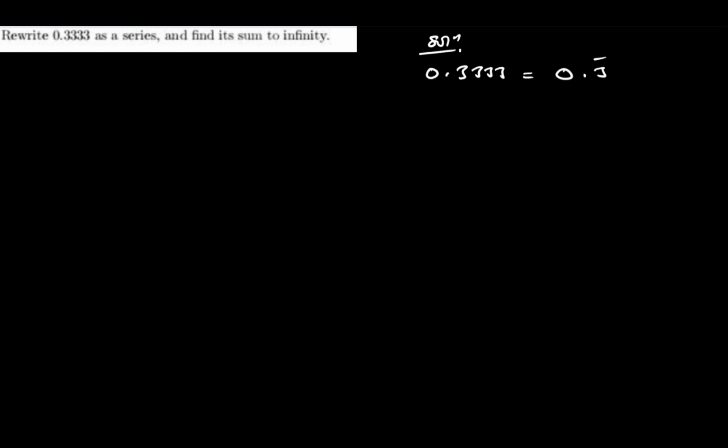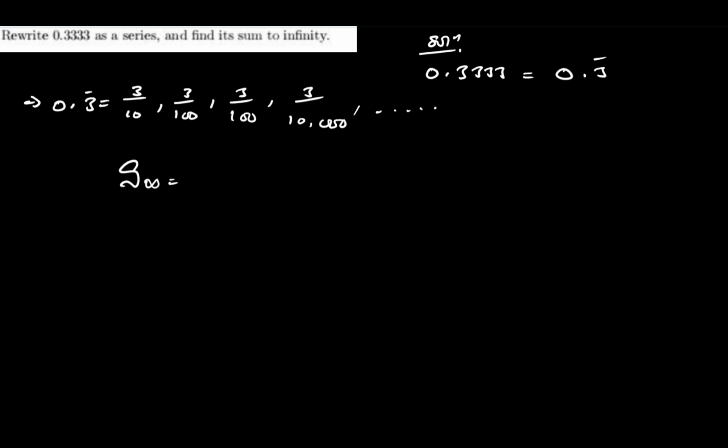So what you need to understand is that this can be written as a geometric series where we have 0.3 bar being equal to 3 over the first place, which is 10, then we'll go to 100, then we'll go to 1000, and it just keeps on going just like that in ellipses. So this is how it's going to be written. Now, since it's written as a series, we can now find the sum to infinity. But to find the sum to infinity, be mindful that the sum to infinity is equal to a over 1 minus r, where a is equal to the first term, which is 3 over 10.